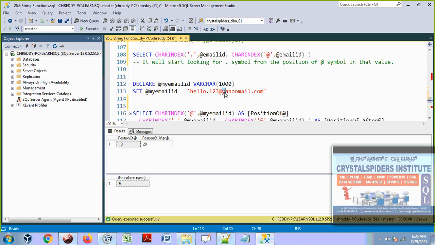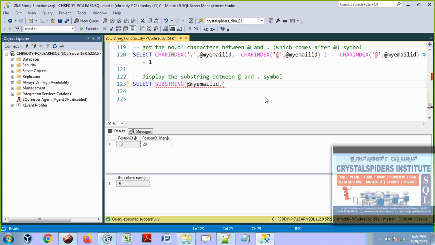The starting position is this y, but we should not specify this y directly. What I am going to do is take the starting position as the position of the @ symbol plus 1. That is my starting position of the substring. Guys, see this logic here. My starting position is equal to the position of @ plus 1. The position of @ will give 10, plus 1, 11. From the 11th position onwards, you can start taking the substring. So how do we get the position of the @ symbol here, guys?